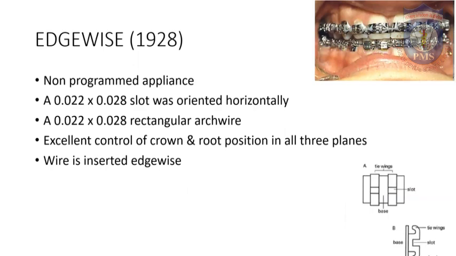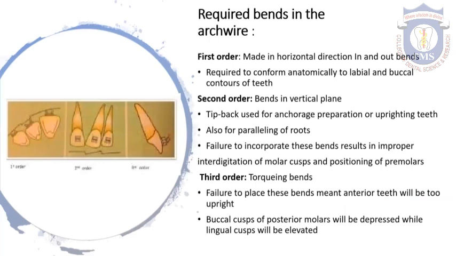So that again led to the next appliance system, that is the edgewise appliance, which was a non-programmed appliance. That is, the wire bendings, first order, second order and third order wire bendings, had to be incorporated into the arch wire. First order bends are in-out bends. Second order is the mesiodistal bends and third order is the torquing bends. So all these bends had to be incorporated in the arch wire. Hence, again, it took a lot of chairside time.